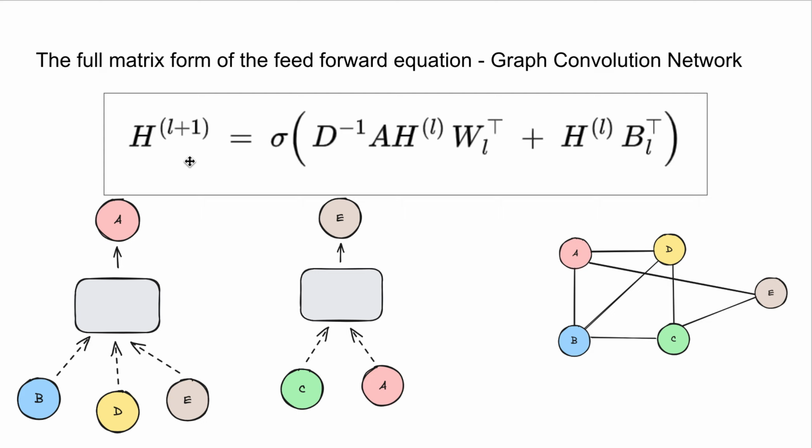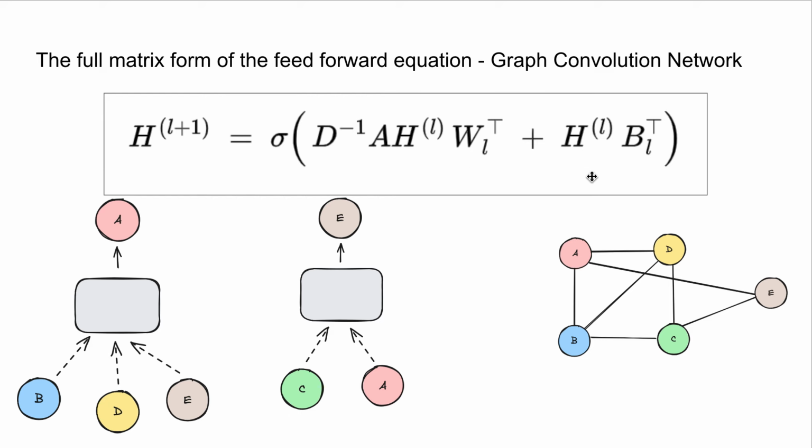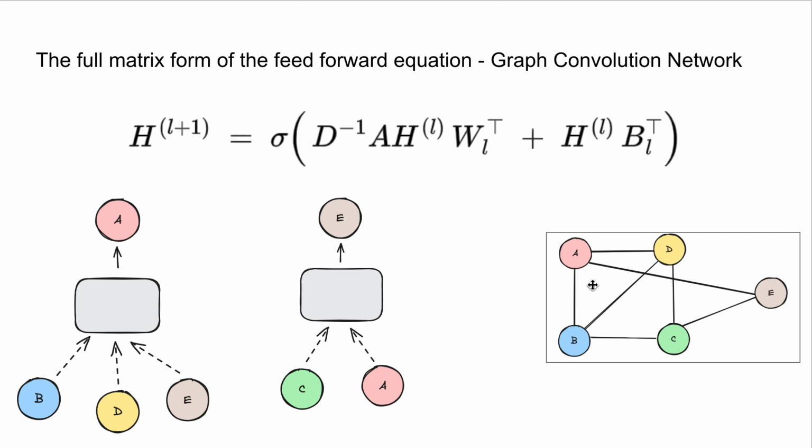Note this formulation naturally handles graphs of varying sizes because the parameters W and B are shared and do not grow with the number of nodes, so the model size stays constant. Again, I encourage you to pause and think about why this makes sense.